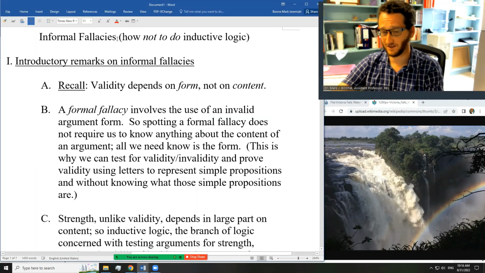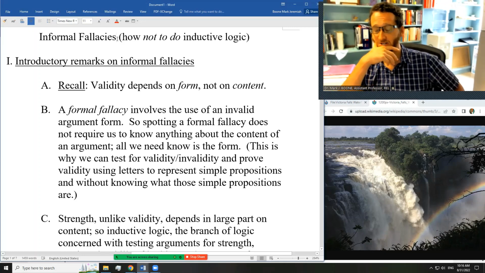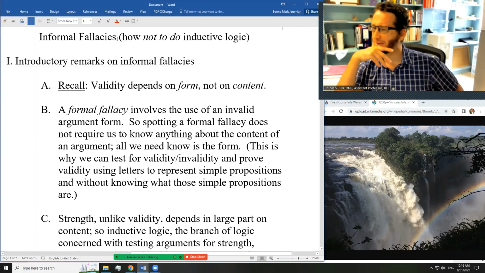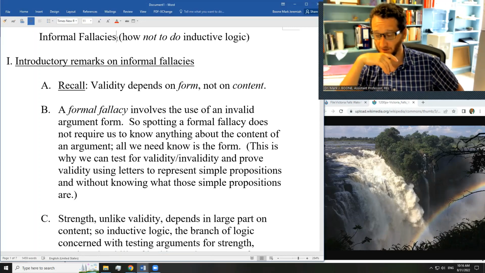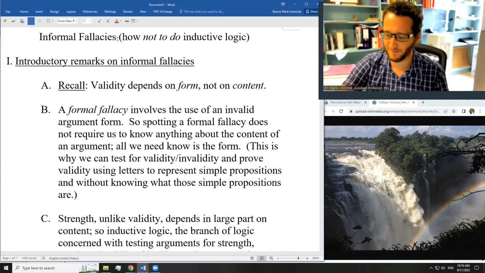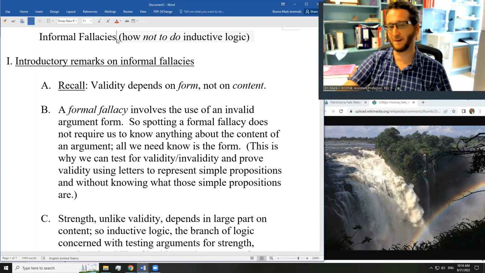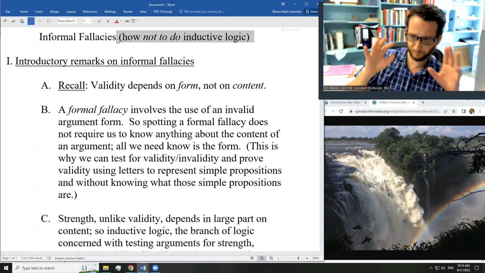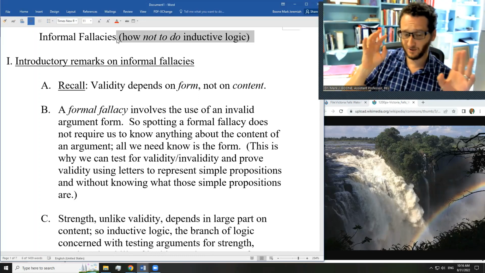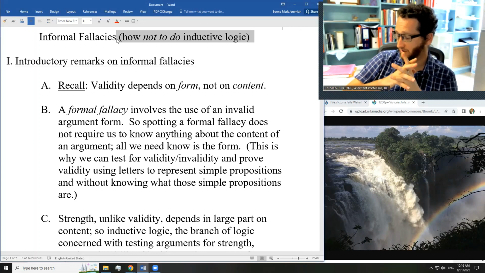You could think of this as a lesson in how not to do inductive logic. It's maybe a lesson in inductive logic. It's a lesson in evaluating arguments by finding out which fallacies they commit, but also finding out which fallacies they don't commit, because, well, you might find an argument doesn't commit any of these fallacies. And of course, sometimes it'll commit not one, but maybe another. That can happen too. All right, so let's do some introductory remarks on informal fallacies and then talk about the informal fallacies.